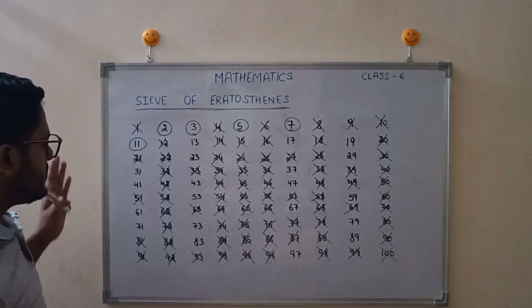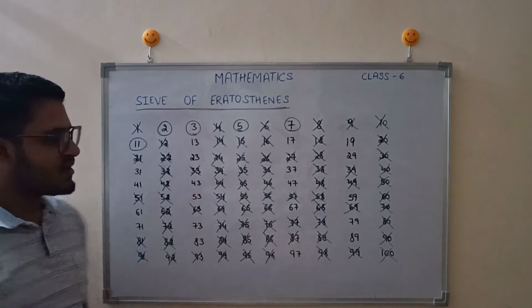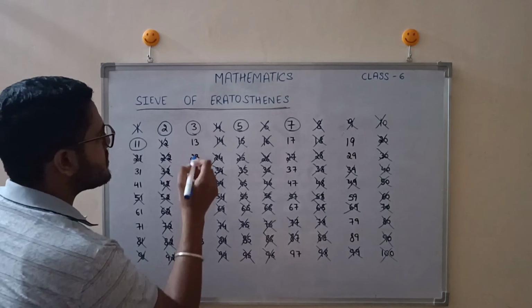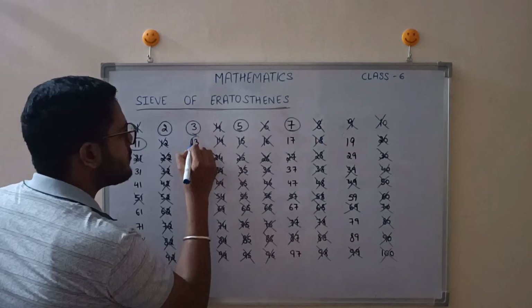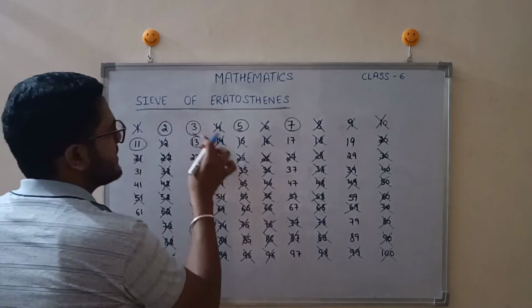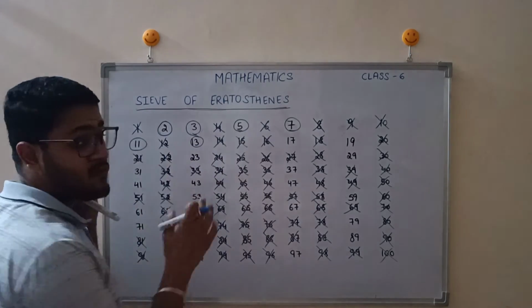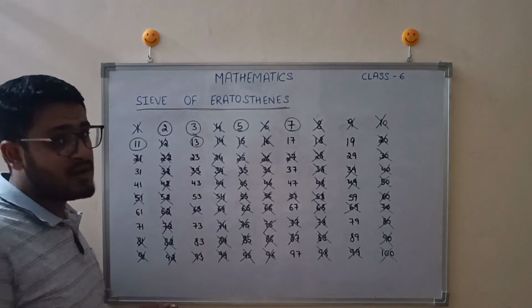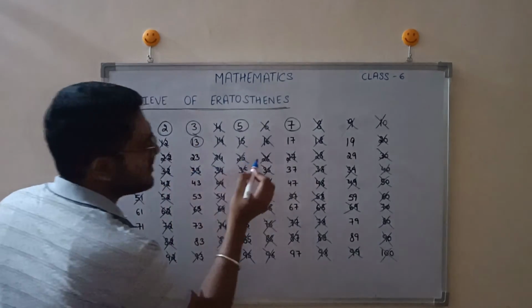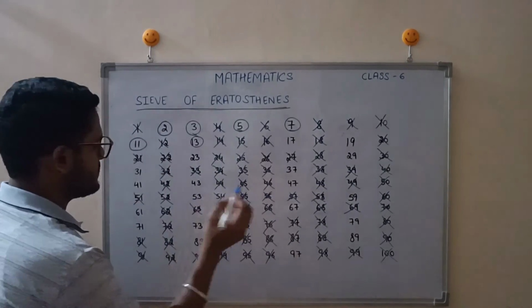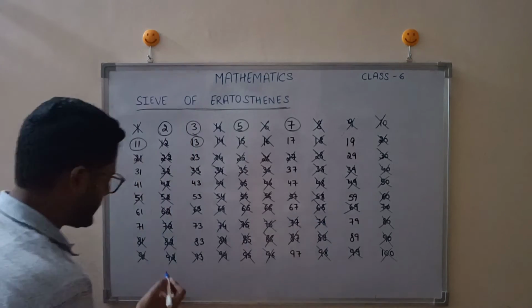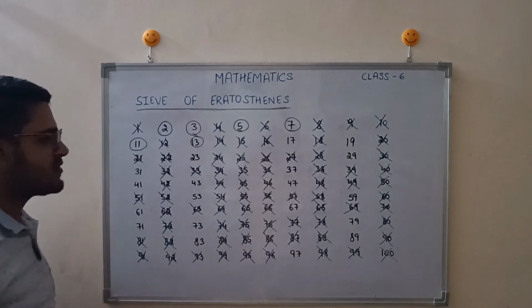So I think we are done with all this, but you can check for all the numbers the same way. Now we will continue for 13. We encircle the number 13, right? Now we have to find all the multiples of 13 and cross them out. Multiples of 13 are 26, 39, 52, 65, 78, 91. So we have already crossed them out, right?